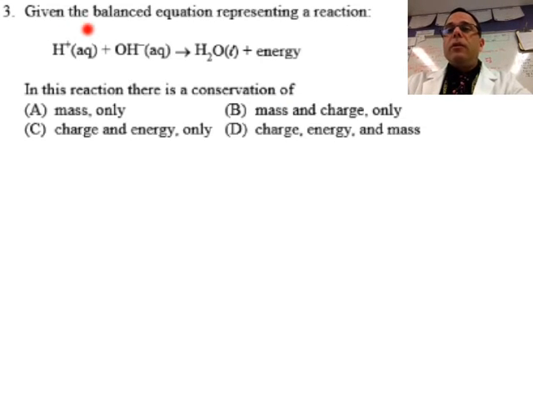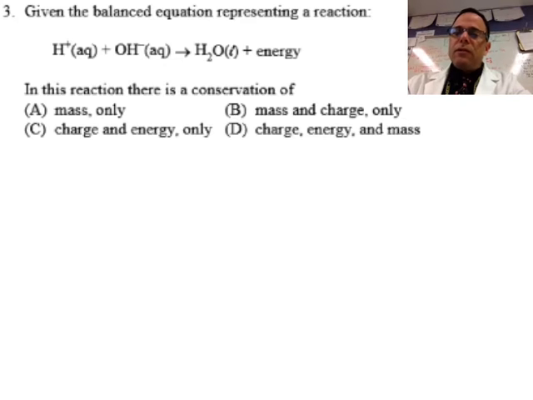Number 3. Given the balanced equation representing a reaction, we have a hydrogen ion aqueous, so it is dissolved in water. We have a hydroxide ion aqueous, again dissolved in water, combining to yield H2O as a liquid and giving off energy. So if it's giving off energy, we know this is an exothermic reaction. Just thought I'd throw that in. In this reaction, there is a conservation of mass only, mass and charge only, charge and energy only, or charge, energy, and mass. Let's dissect this.